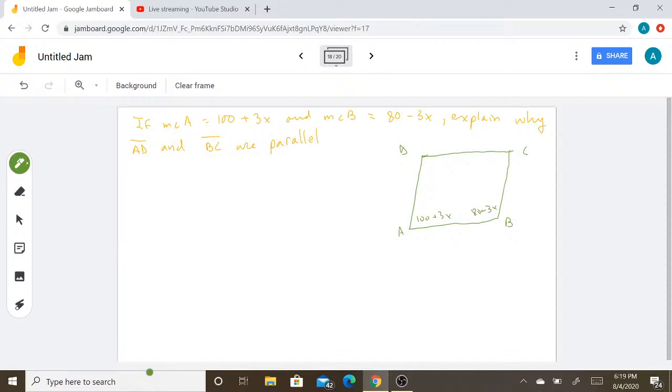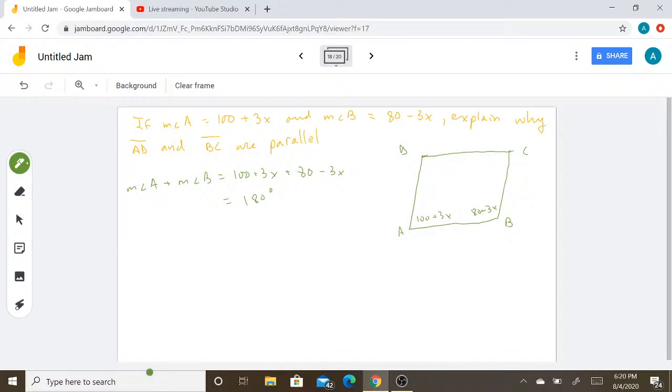Let's try it out. The measure of angle A plus the measure of angle B equals, if we add 100 plus 3x to 80 minus 3x, we get 180 degrees, because the 3x minus 3x cancel out, and 100 plus 80 is 180. So we know that these measures add up to 180, and we should immediately associate this with supplementary angles, because these measures add up to 180 degrees.